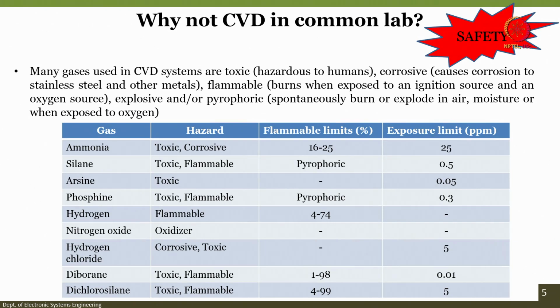So if you want to now summarize why we cannot use CVD in common laboratories, right, why you cannot just have CVD installed everywhere, because many gases that are used in CVD are toxic, and particularly they are hazardous to humans, corrosive in nature, which will cause corrosion to stainless steel and other metals. They are flammable, burn when exposed to an ignition source or an oxygen source, either explosive or pyrophoric, that means they spontaneously burn or explode in air, moisture or when exposed to oxygen.